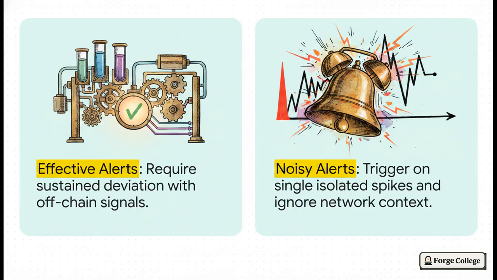Effective alerts, on the other hand, are configured as multi-condition triggers. They require a sustained deviation, like, say, a 20% spike in the 95th percentile of compute units that refuses to drop for 3 consecutive hours. They also correlate directly with those off-chain signals we talked about. By storing these specific alert thresholds as code right alongside your program source, you guarantee that you only get paged when there is an actual persistent regression that really needs human eyeballs on it.